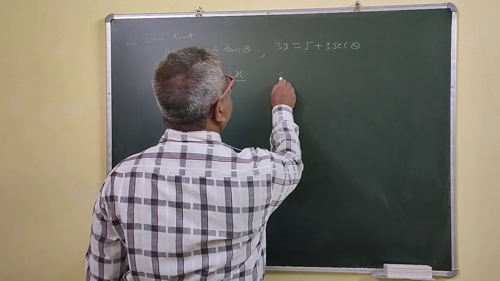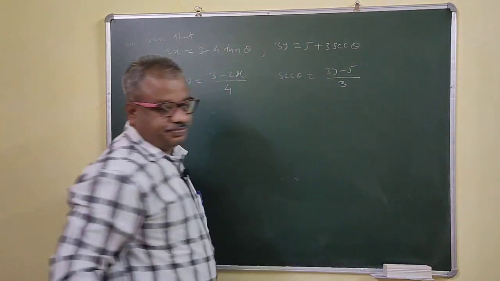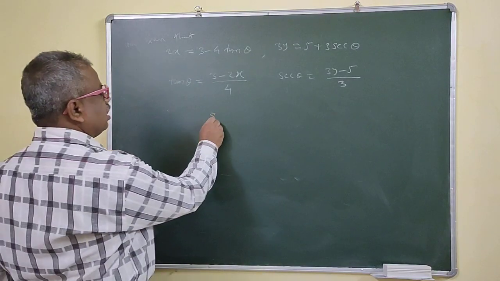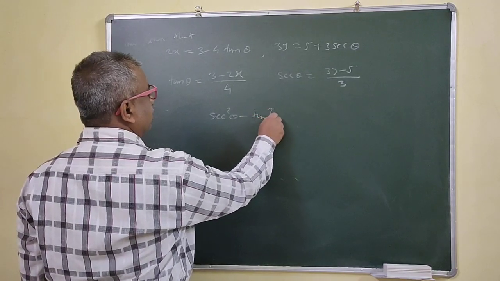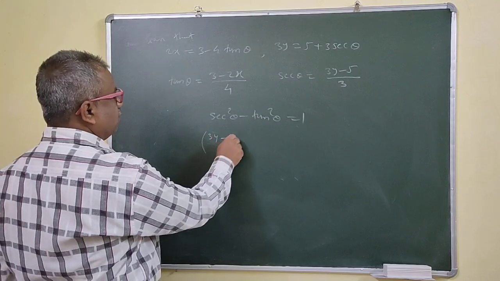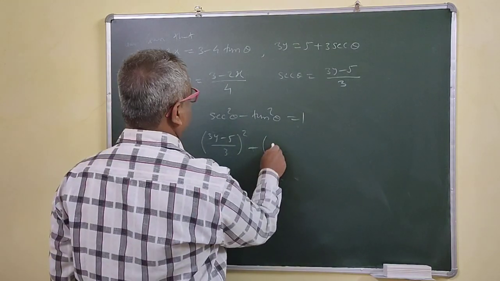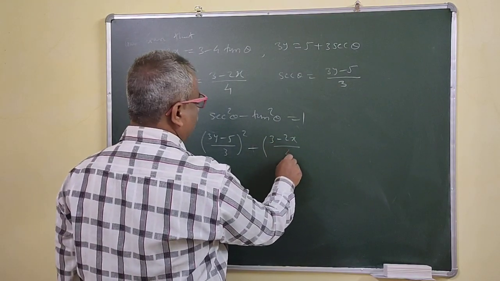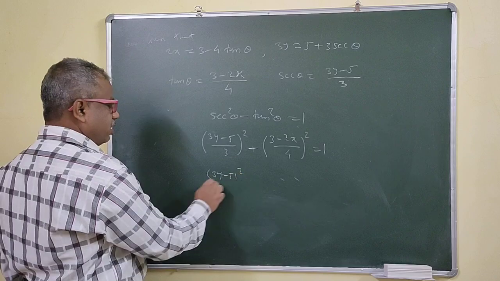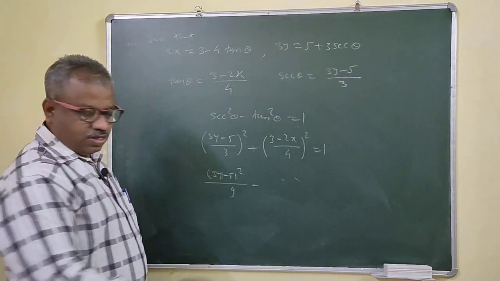Now here, sec theta is 3y minus 5 upon 3, right? Now write the relation between sec theta and tan theta, which is sec square theta minus tan square theta is equal to 1. Write the value of sec: 3y minus 5 upon 3 square, minus tan square, which is 3 minus twice x upon 4 bracket square, is equal to 1. So this is 3y minus 5 square upon 9 minus, you may write here twice x minus 3, it doesn't matter because it is squared, right?